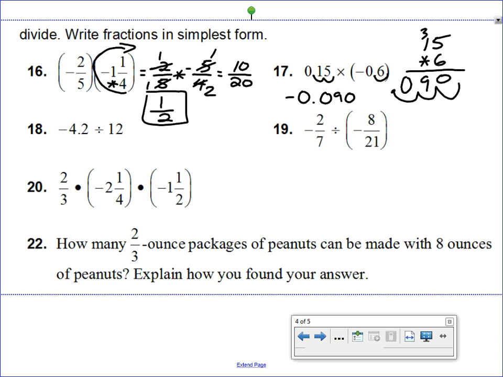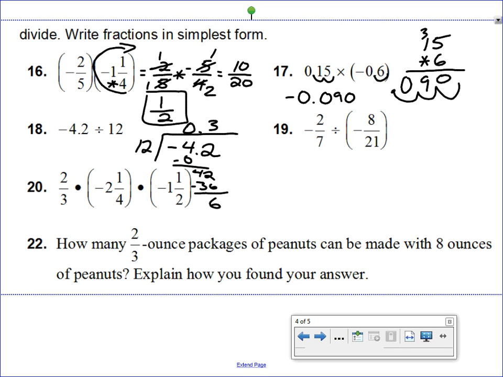Okay. And number 18. I put up my decimal point. Does 12 go into 4? Can we get one full group of 12 into 4? No. So I put in the 0 here. I put 0 here. And now I have 42 left over. Does 12 go into 42? Yes, it does. 12 goes into 42 3 times. 3 times 12 is 36.